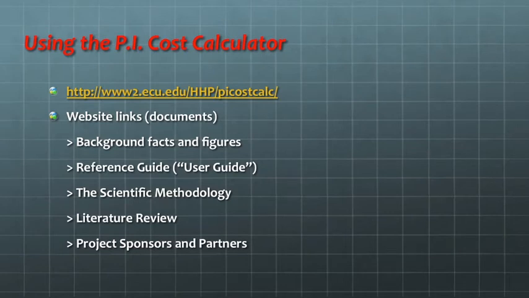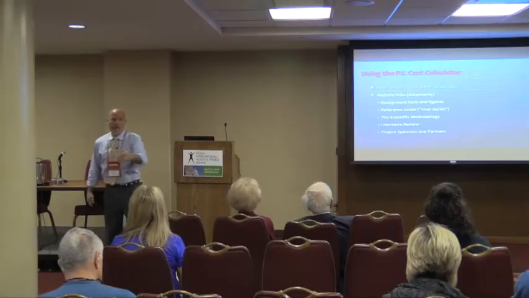If you want to write that down just as a backup, let me read it off. It's www.2.ecu, which stands for East Carolina University, .edu, /HHP, which stands for Health and Human Performance. That was the college that the department is in, /PI cost calc. Please either take a photo of that or write it down so that you'll have that as a future reference.